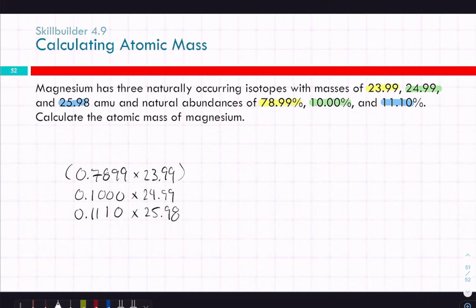So we're going to do each of these and then add them together. 0.7899 times 23.99. So that first one is going to be 18.9497. 0.1 times 24.99, I guess I didn't need to do that on the calculator, that's going to be 2.499. And 0.111 times 25.98 is 2.88378.